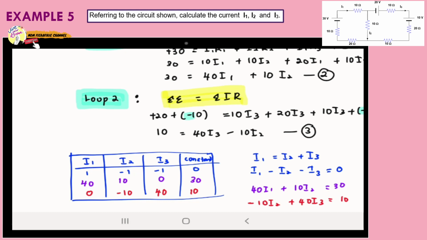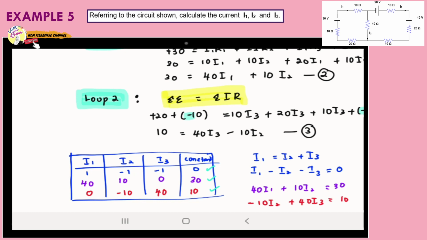Now take out your calculator and please insert all these equations in the equation mode. Pilih yang ada 3 tu lah. Kalau calculator baru, dia akan keluar X, Y, Z equal. So X masukkanlah 1, Y is negative 1, Z1 is negative 1 equal to 0. X2 is 40, Y2 is 10, Z2 is 0 and then it's equal to 30.